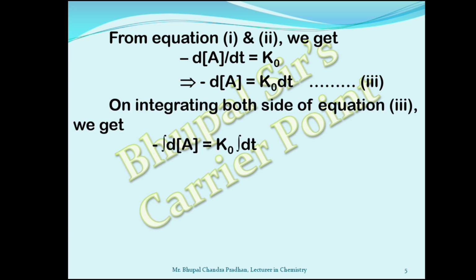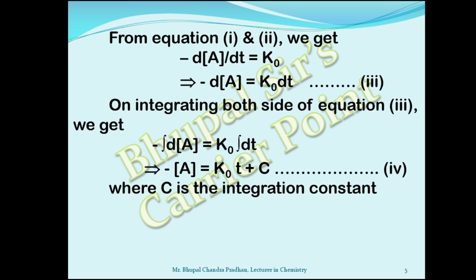Now by integrating both sides of equation 3 we get integration of minus dA is equal to K0 integration dt, that is minus A is equal to K0 t plus C, where C is the integration constant. Let it be equation number 4.